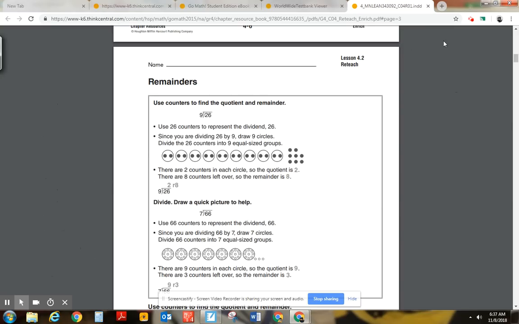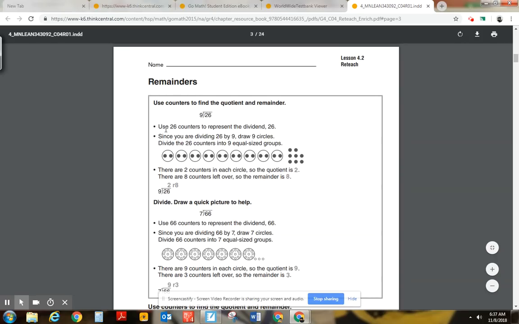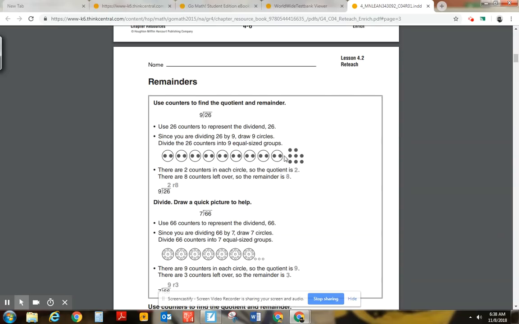All right, let's take a look at a couple of the problems that you see on your homework. So here we go. So this problem is 26 divided by 9. So we're going to use 26 counters, I use x's, to represent the dividend, the total number of 26. Since you are dividing 26 by 9, draw 9 circles. You can see that they did that. Now divide the 26 counters into 9 equal sized groups. So they do that and they get 2 in each, right, to give us 18. Now they have some left over, and this is that remainder.